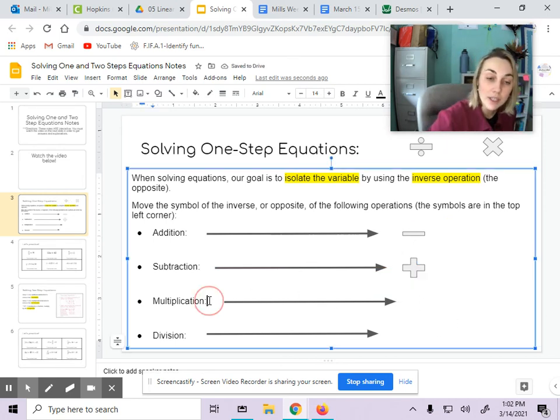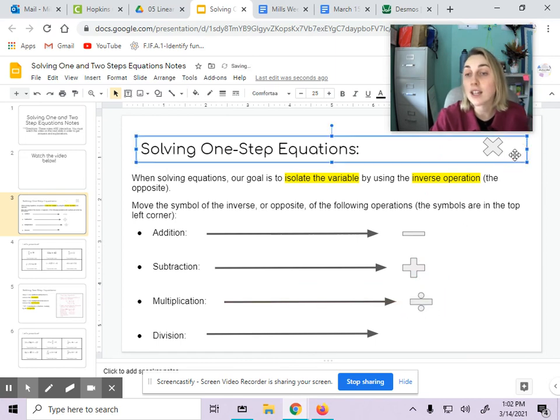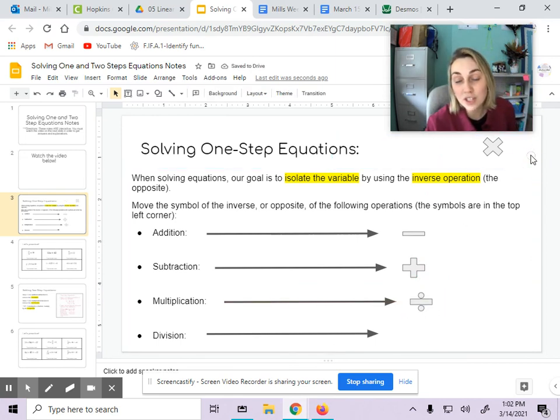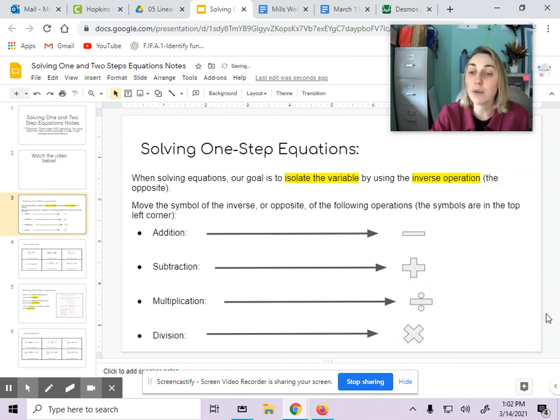The inverse operation of multiplication is going to be division. And last but certainly not least, if division is the inverse operation of multiplication, then multiplication is going to be the inverse operation of division. So again, what we want to do is isolate the variable by getting it by itself. And in order to do that, we have to use the inverse operation or the opposite operation. So let's practice the skill.